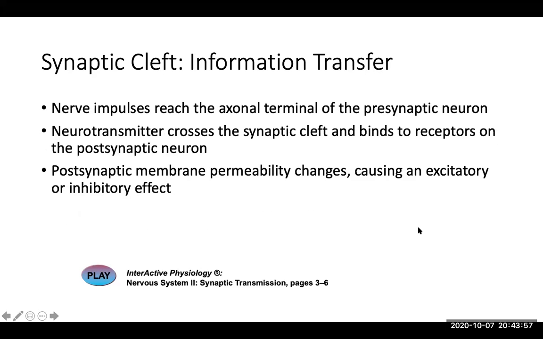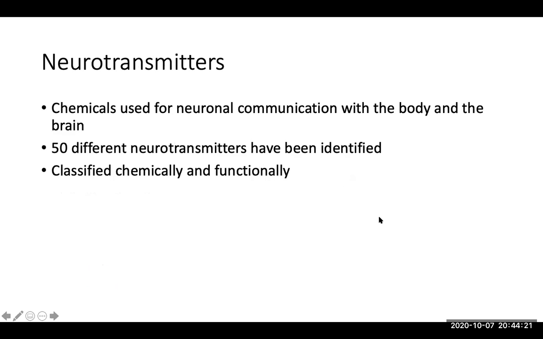So how do we transfer this information across the synaptic cleft? Well, the nerve impulse will reach the axon terminal of the presynaptic neuron. The neurotransmitter will cross the synaptic cleft and bind to receptors on the postsynaptic neuron, and then the postsynaptic membrane permeability changes, causes another excitatory or inhibitory effect on the postsynaptic membrane.